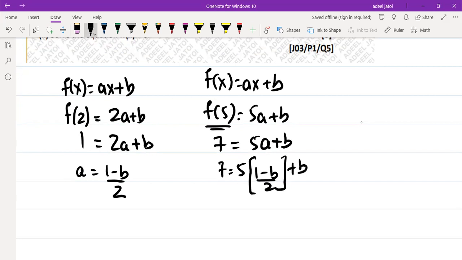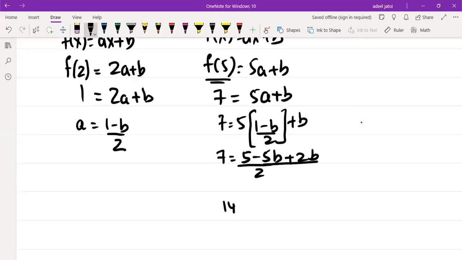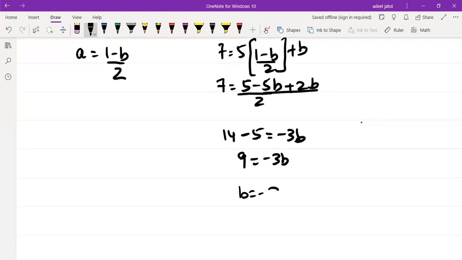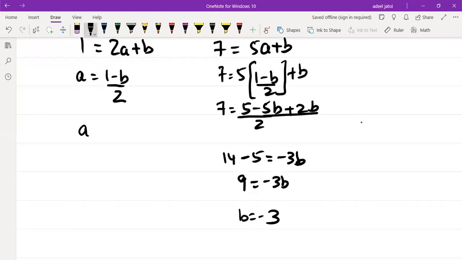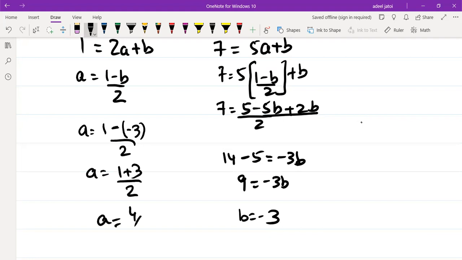Do you agree? 7 is equal to 5 minus 5b upon 2, plus b. Let's take the LCM together, so this is 2b. 14 minus 5 is equal to minus 3b. This will be 9 is equal to minus 3b. b becomes what? Minus 3. So if we just put this into a is equal to 1 minus b upon 2, 1 minus (minus 3) upon 2, so the a value is 1 plus 3 upon 2. a is equal to 4 upon 2. a becomes 2. Do you agree?